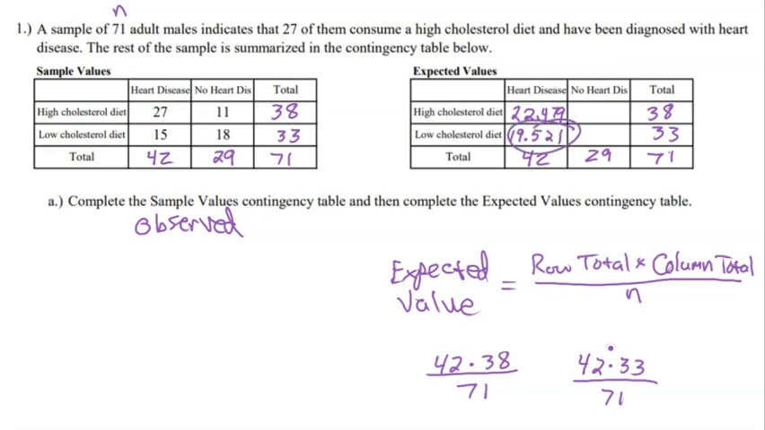And if you were to add 19.521 plus 22.479, you would get 42. Okay? And now to get these expected values, we can either subtract the row sum minus what we already know, but I want to do the calculation. So we're going to do 29 times 38. I'll do that over here. 29 times 38 divided by our sample size, which is 71.